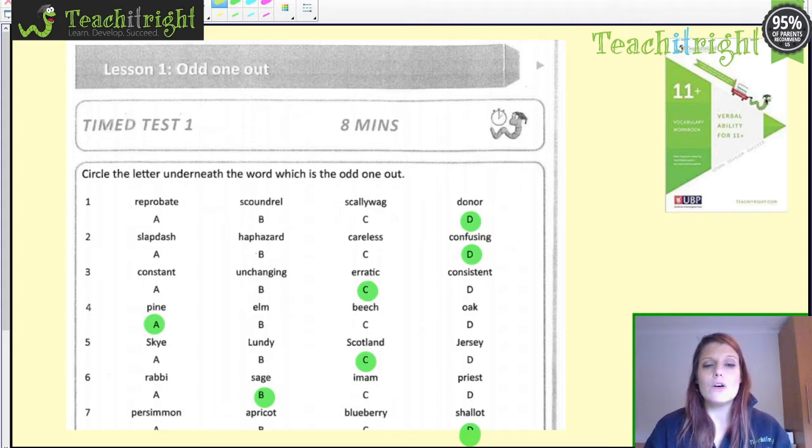Number 5, Scotland. The others are all islands. Number 6, this is sage. The others are all religious leaders, which you may be familiar with. And number 7, letters are slightly cut off, but this was D, shallot, which is like a type of small onion, and the others are all fruits.